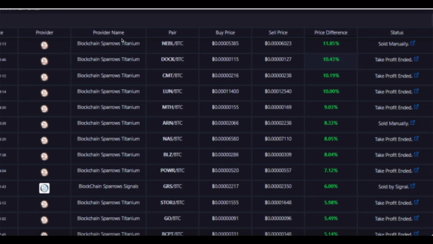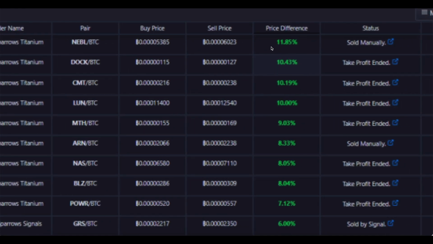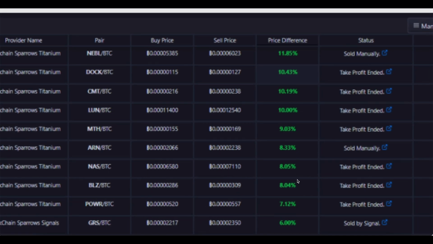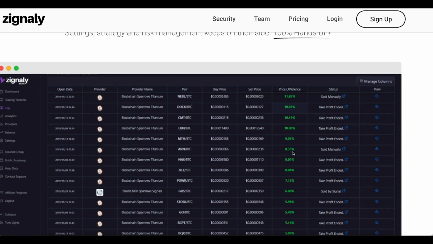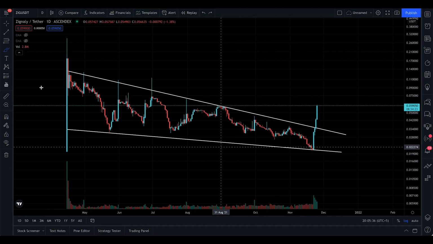I don't know if the image is very visible, but you can see Blockchain Paris Titanium is a trader name, and they have pairs like Enable to Bitcoin, and so many pairs they've been trading, and they've had the price difference, they've been having some good profits out there. So whatever profits they are taking, it's like you are also taking the profits. And I hope that really explains all the thing.